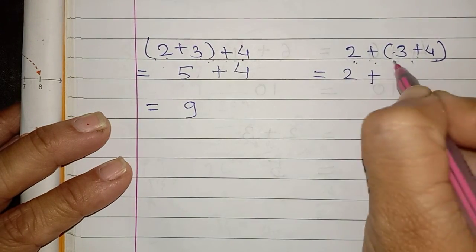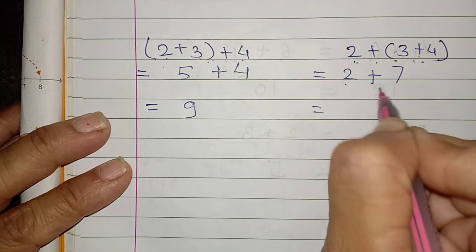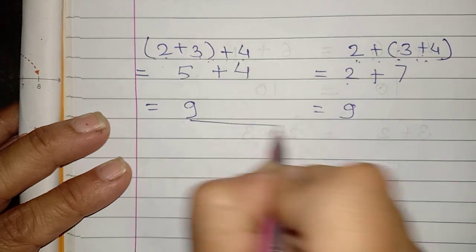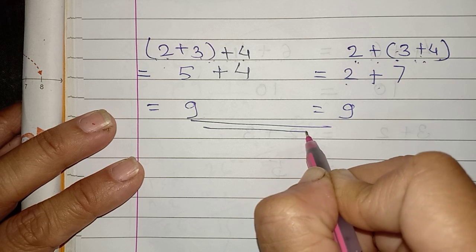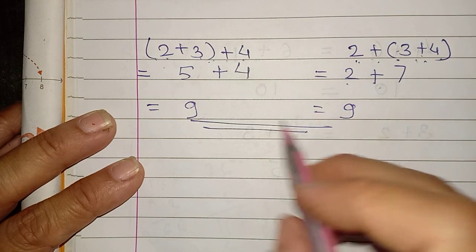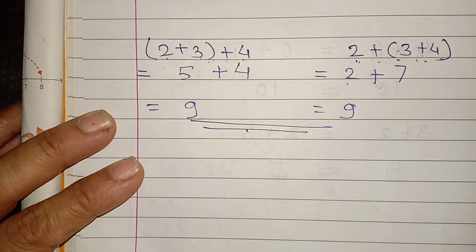2 plus 3 plus 4 is 7 and 2 plus 7 is 9. So the answers are equal. So we can conclude here that addition for whole numbers is associative.